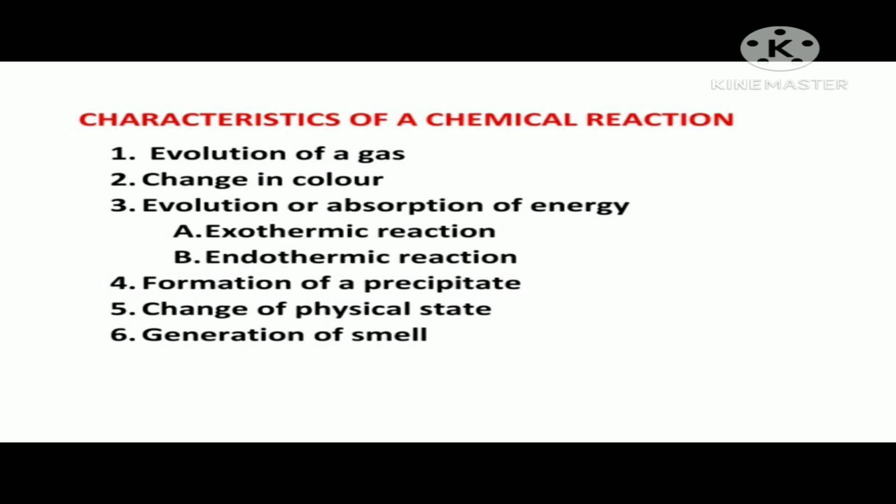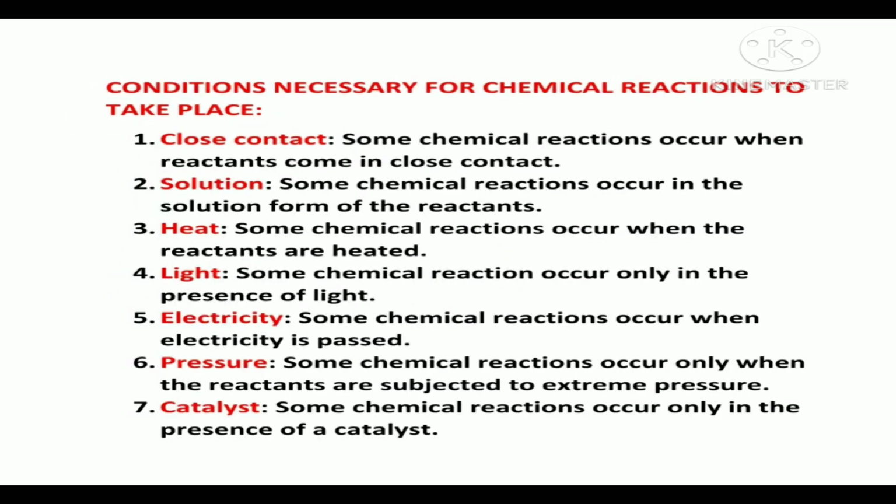Now we will be discussing the conditions necessary for a chemical reaction to take place. The various conditions necessary for a chemical reaction to take place are: number one, close contact. Some chemical reactions take place when reactants come in close contact. That means you don't have to do anything. If you just keep them in close contact, they react. So let's see an example of such a reaction.